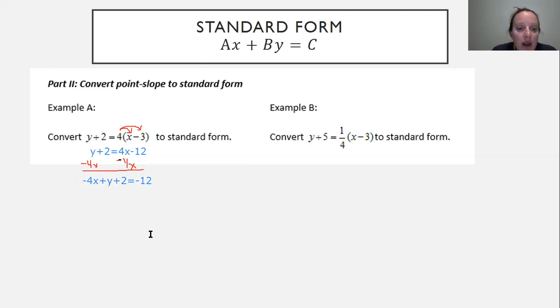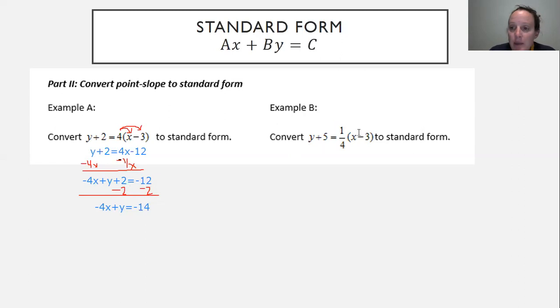Okay, so now I have to get rid of the positive 2, so I'm going to subtract it from both sides. So it looks like this, and my answer is negative 4x plus y equals negative 14. And there's my answer. Let me make it blue. There we go. And that is your standard form.